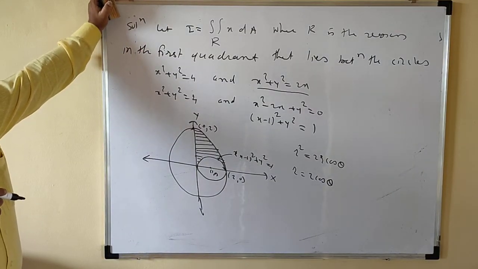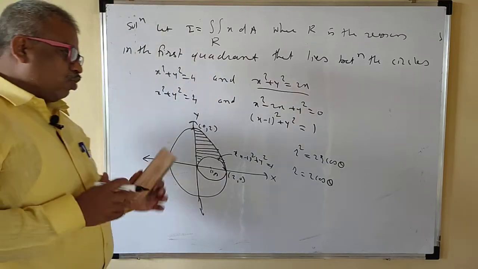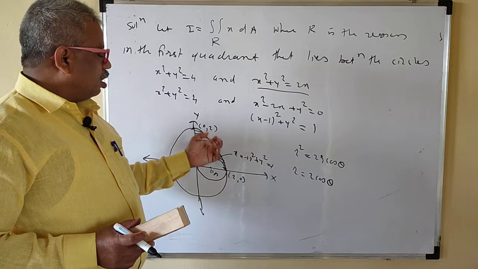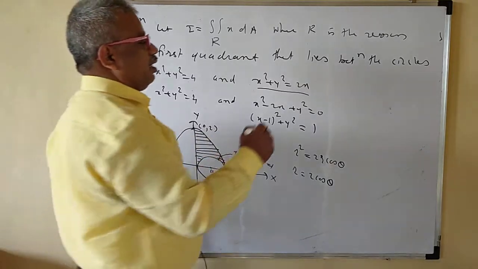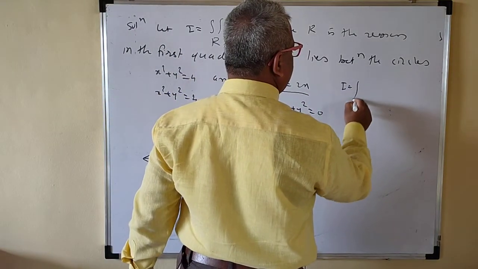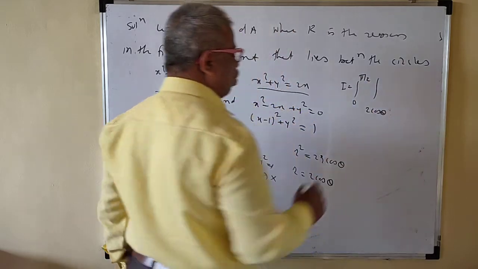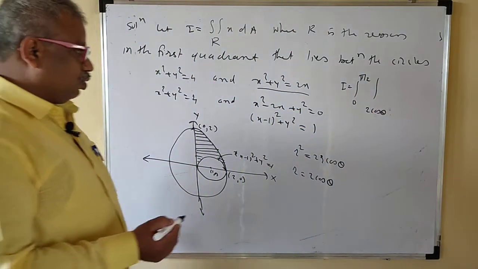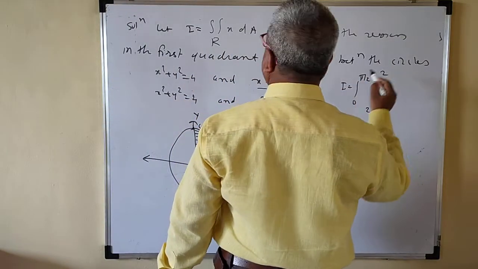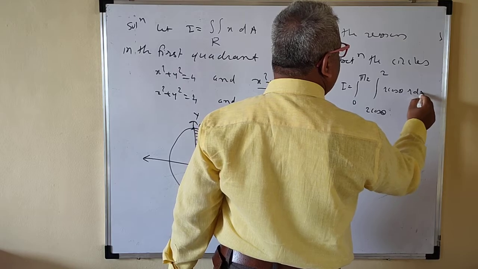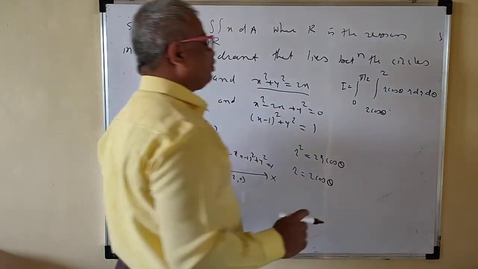So that means your lower limit is 2 cos theta and your upper limit is 2 now. So I write the integration here: theta from 0 to pi by 2, r lower limit 2 cos theta and upper limit 2. So x is r cos theta, r dr d theta.